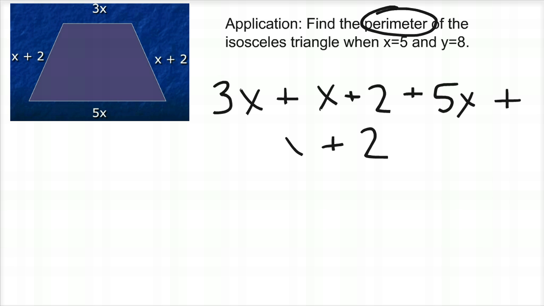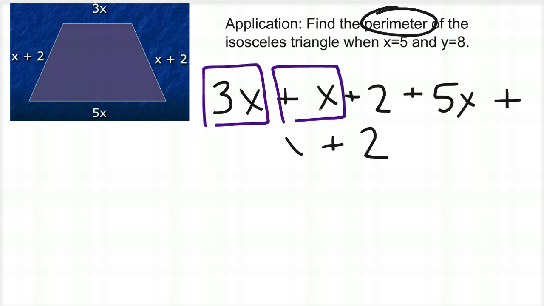Then I need to combine like terms. So using my colored marker, I'm going to square every term that is x to the first power. X to the first power, x to the first power. Even though this x does not have a coefficient attached, it's still 1x to the first power. X to the first power, x to the first power.